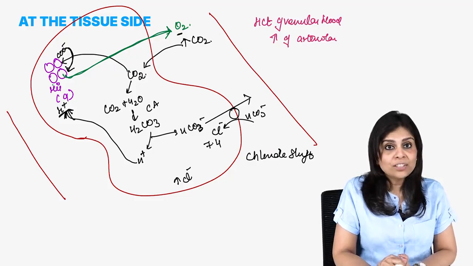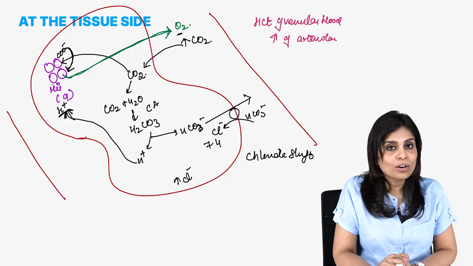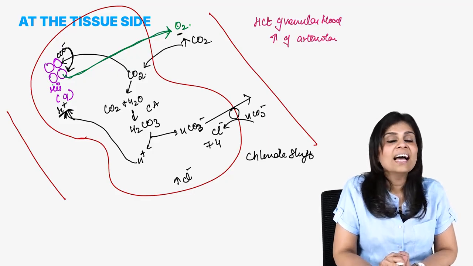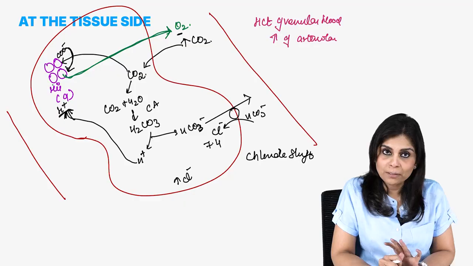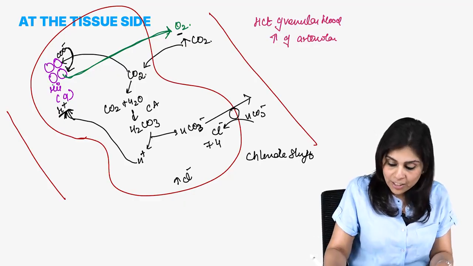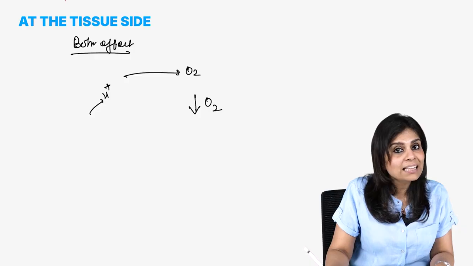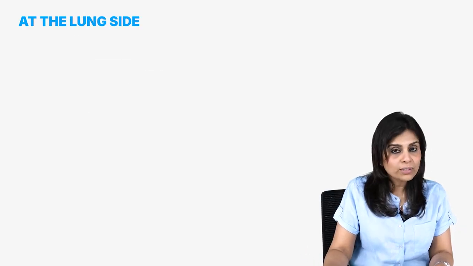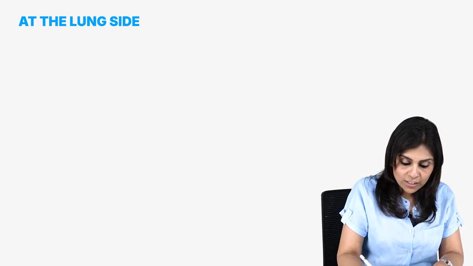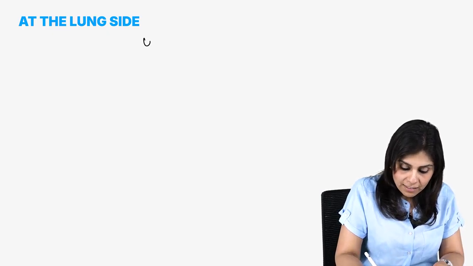So there is a reduction in the affinity of hemoglobin for oxygen on H plus binding, and that's called the Bohr effect. Okay. Now, let's try to understand what happens at the lung side. Okay, so in the lung side, which concentration is higher? At the lung side, oxygen concentration is higher.